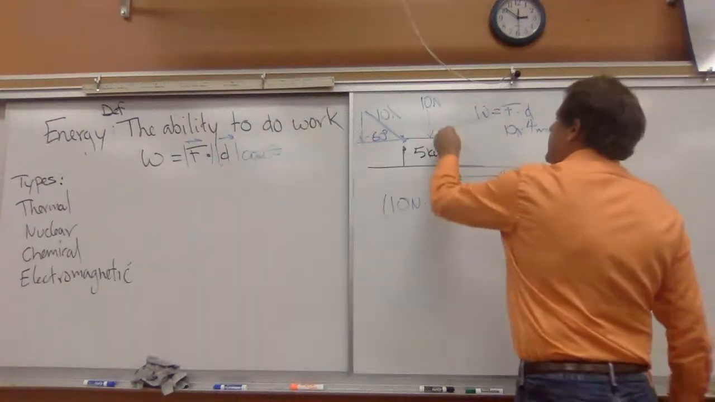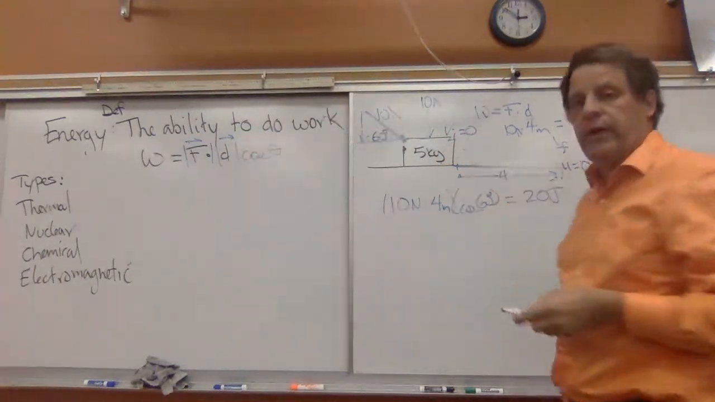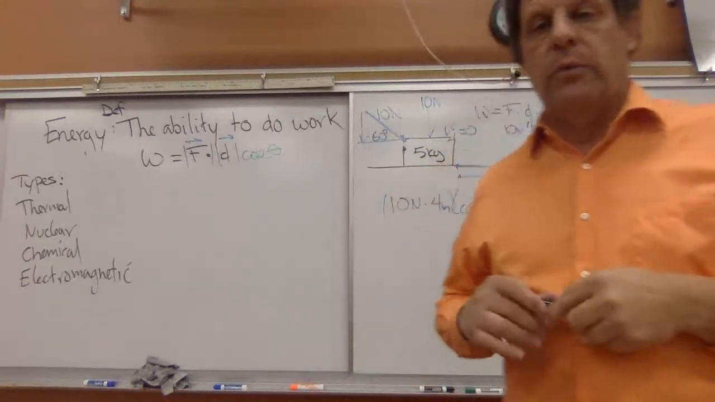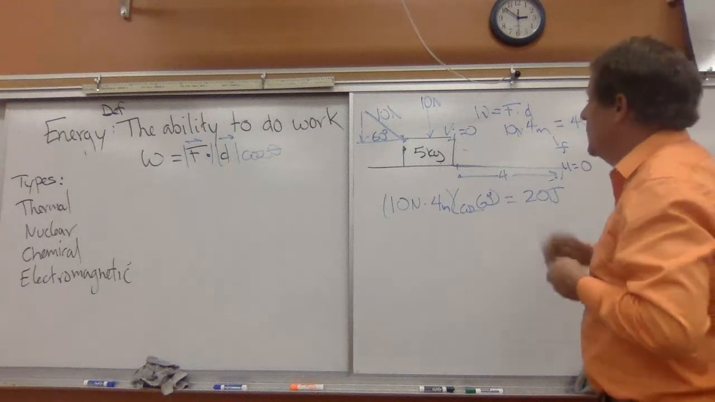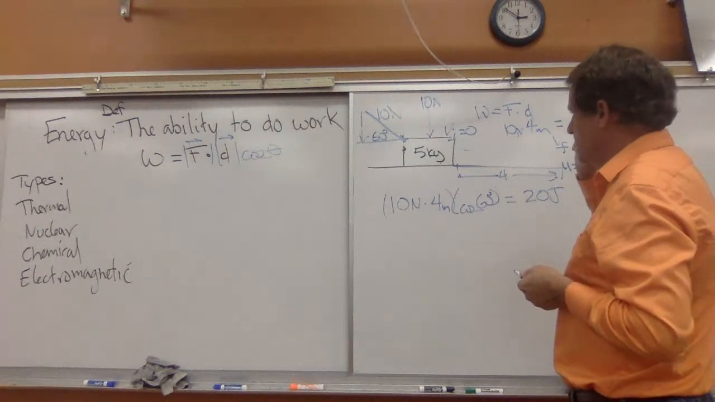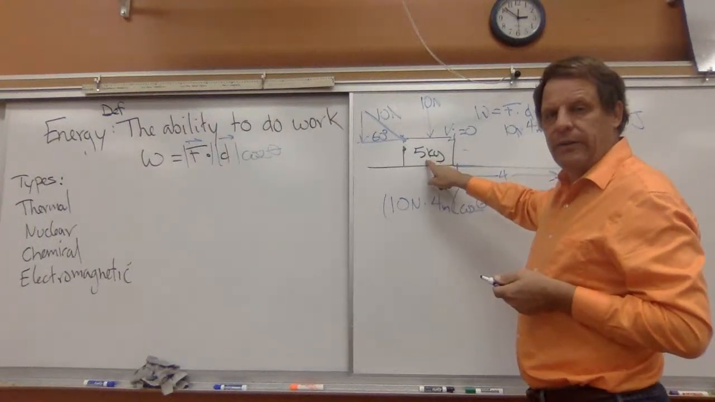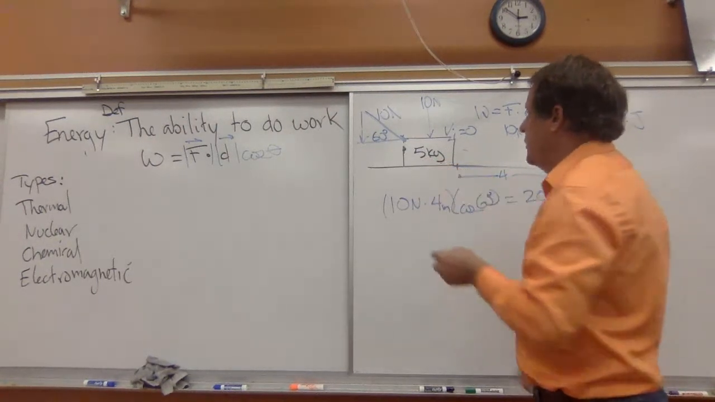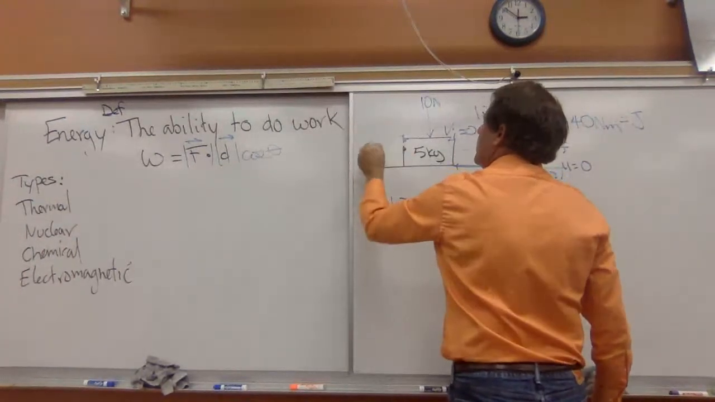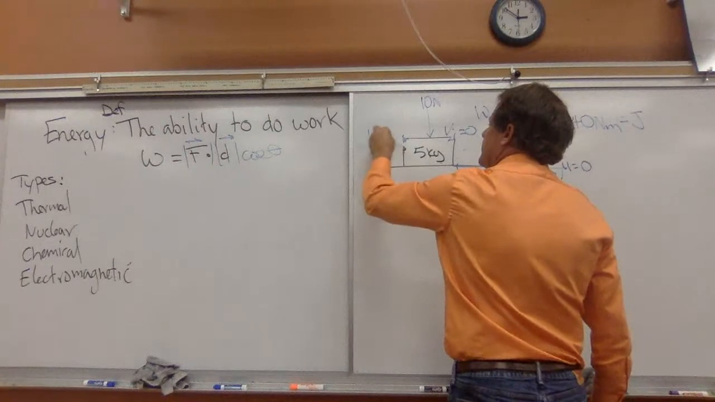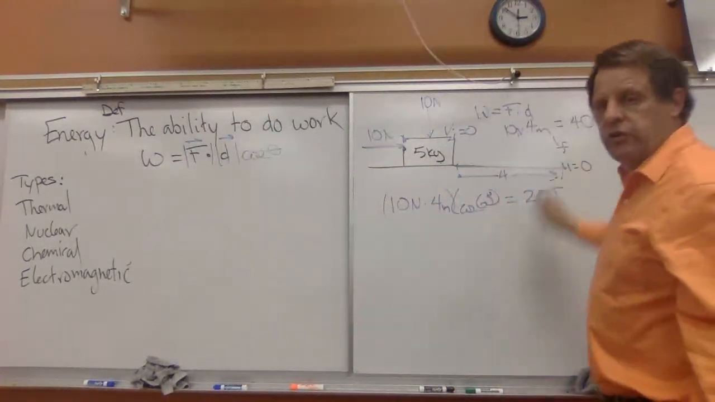So let's say that our initial velocity is 0, and we want to find out what its final velocity was at the end. So what is our acceleration? Again, let's go back and just say that this is 10 newtons, and now we're going in the same direction.